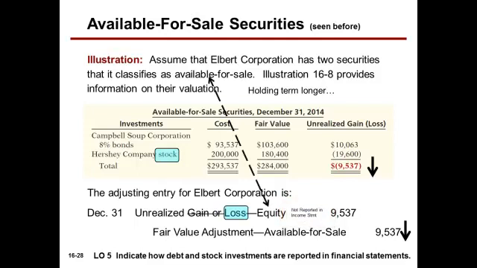I want you to see an association between the use of the equity term on unrealized loss and the available for sale classification. For any available for sale classification security, any fluctuations in value before they're sold cannot make it to the income statement.